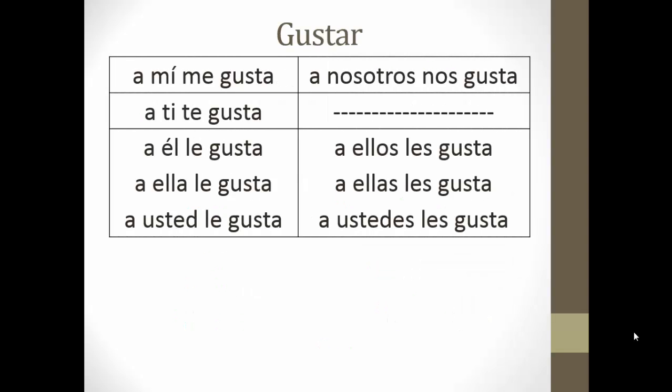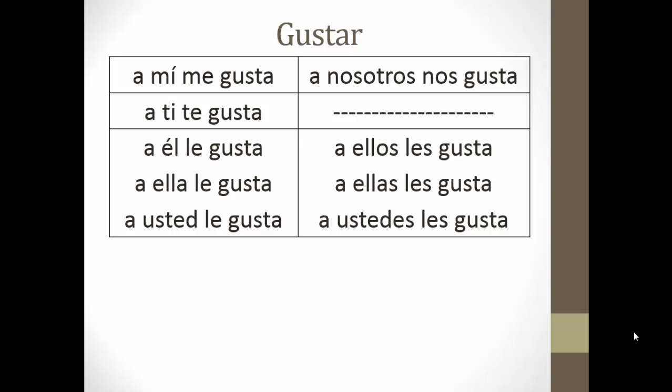Here's another chart that puts them all together. So notice you can put a mí in front of me gusta to say I really like. You can put a ti in front of te gusta to say you really like, informal. And again, we can put a él, a ella, or a usted in front of le gusta to tell specifically who it is that likes the activity. So if you say a ella le gusta, then you're saying that she likes, and there's no confusion.